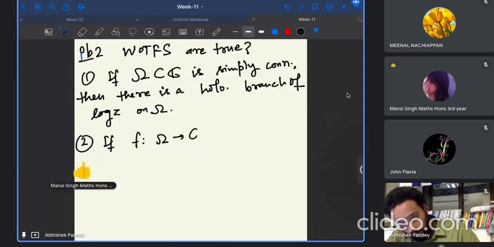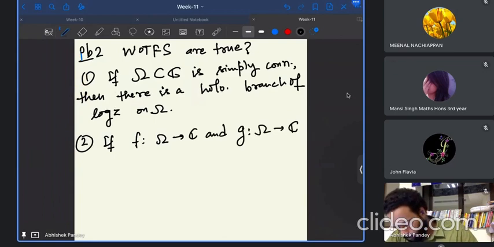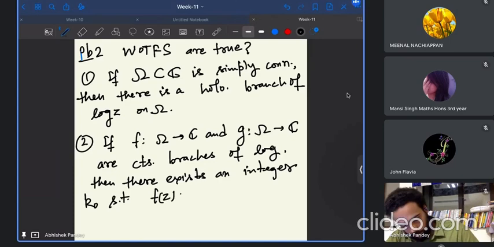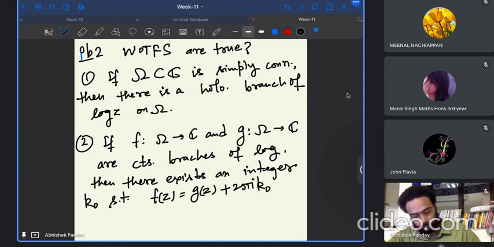So if f and g, such that omega to C, are continuous branches of log, then there exists an integer, which is k naught, such that f(z) is g(z) plus 2 pi i k naught, for all z belongs to omega. So this we have already done, isn't it?